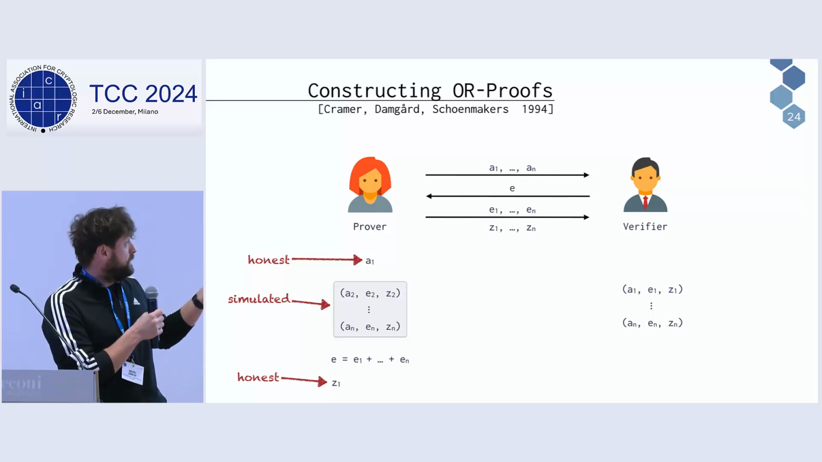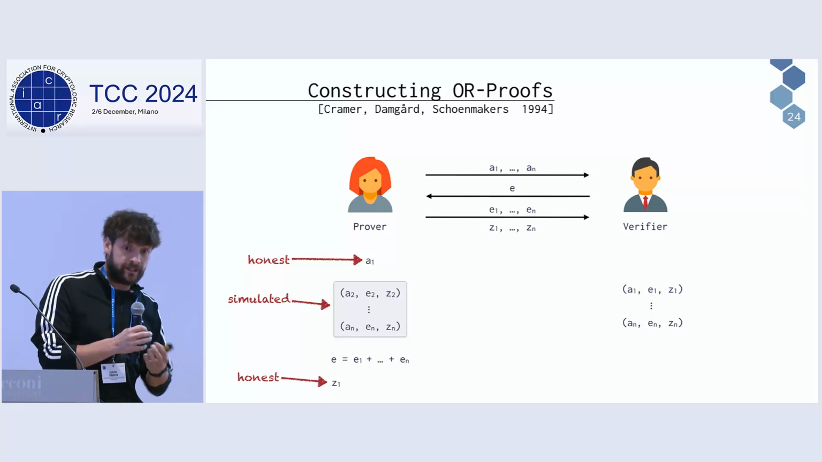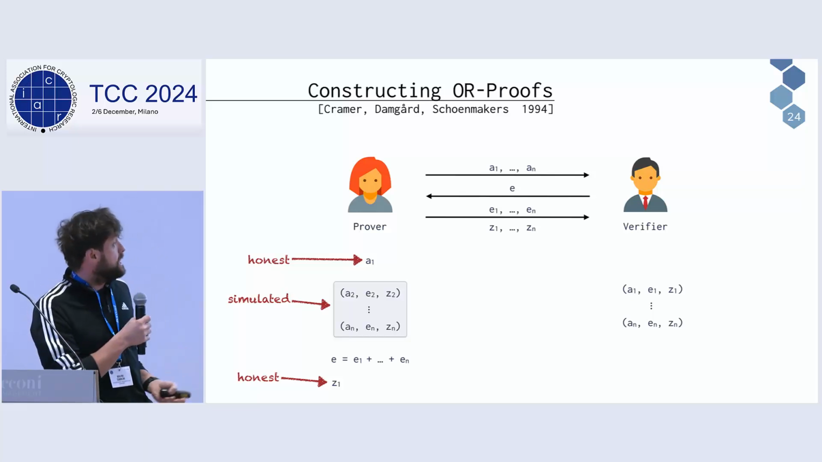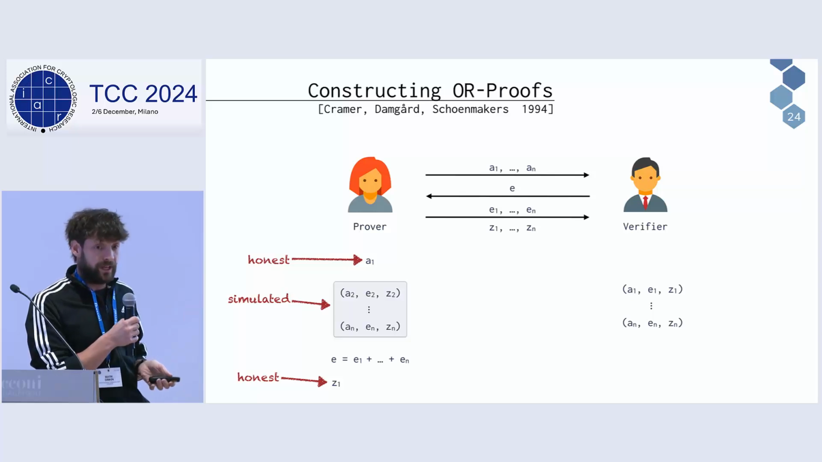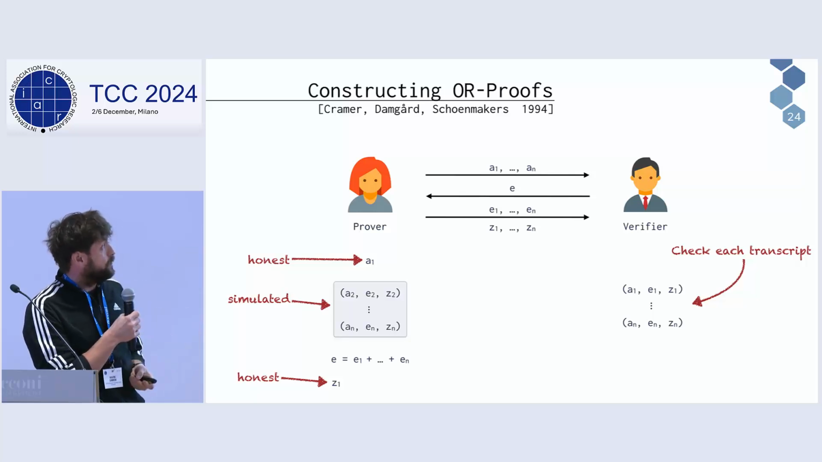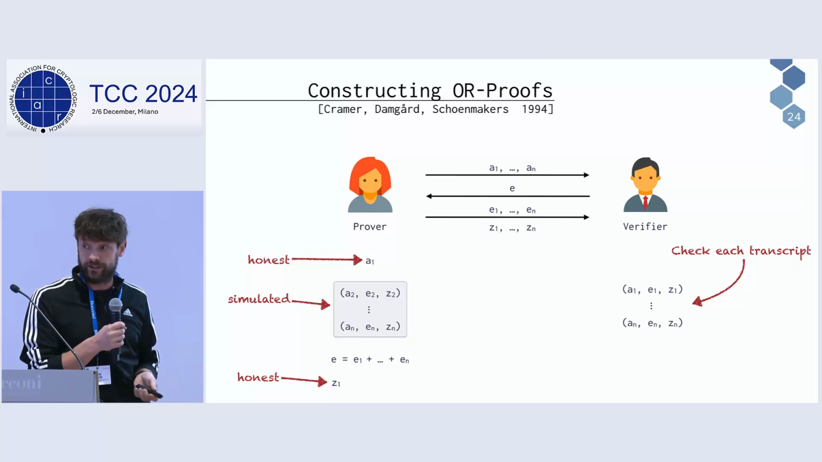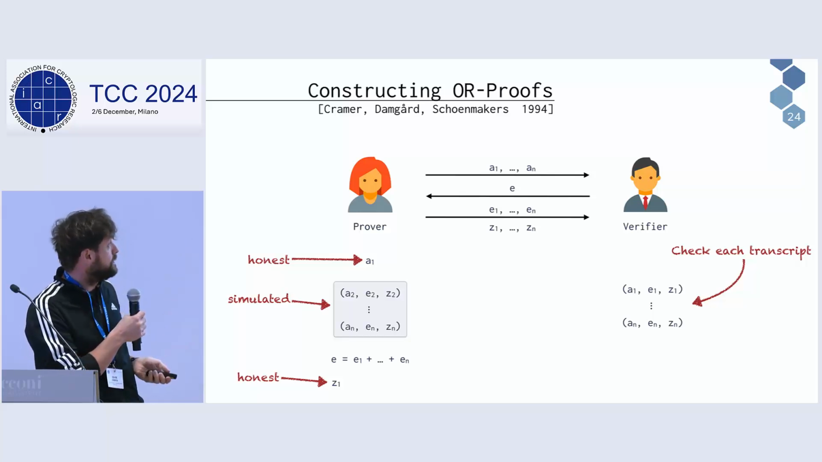But now we will not pick EI and ZI at random, we will pick them pseudo-randomly. So we just pick a short seed, expand it into those responses, and then compute the corresponding AIs. And lastly, in the end, we will not send all the EIs and ZIs, but we will just send the seeds that we use to generate those messages.